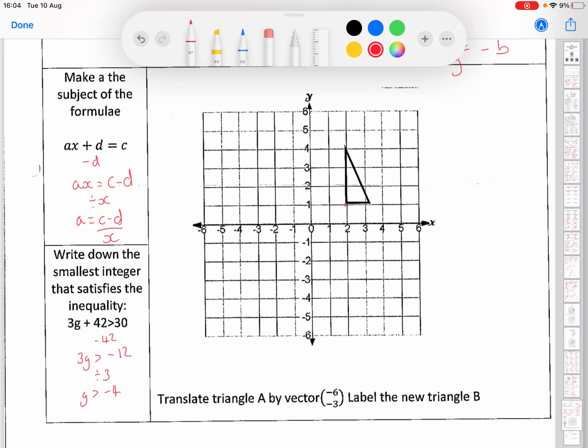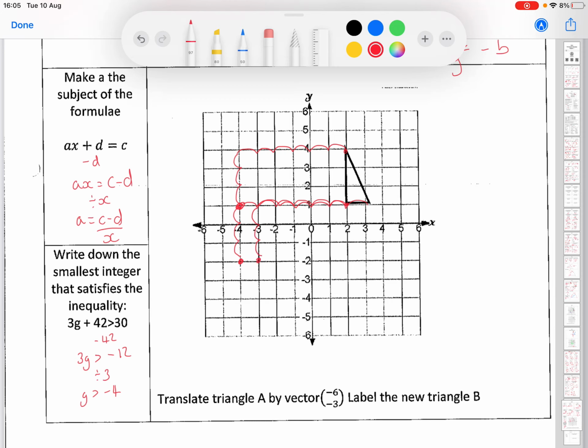Next one, we've got to translate the vector by minus 6 minus 3. That means I need to go 6 to the left and 3 down. So if I pick this corner, it's going to go 1, 2, 3, 4, 5, 6, and then 1, 2, 3 down. So that's going to go there. This next corner, 1, 2, 3, 4, 5, 6. And 3 down, 1, 2, 3.